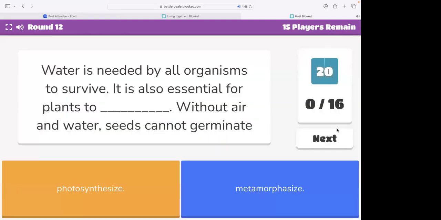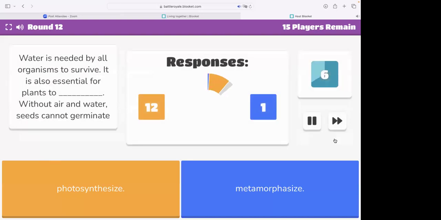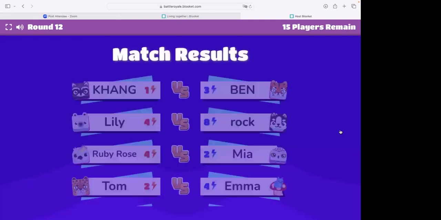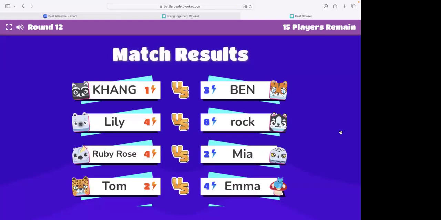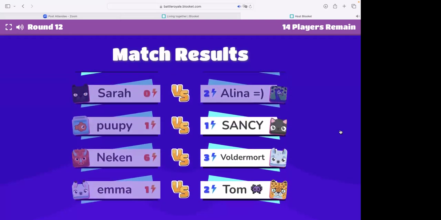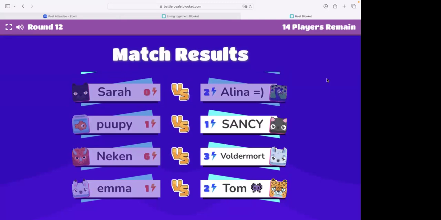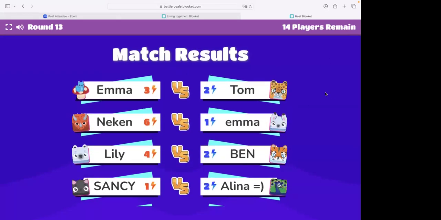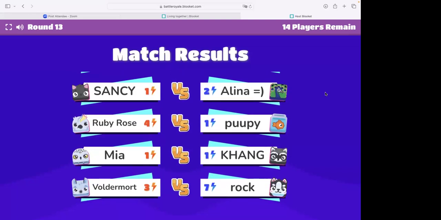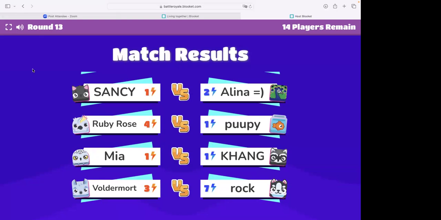Water is needed by all organisms to survive. It's essential for plants to do what? Without air and water, seeds cannot germinate. Oh, Sarah is out. Okay, so let's carry on.